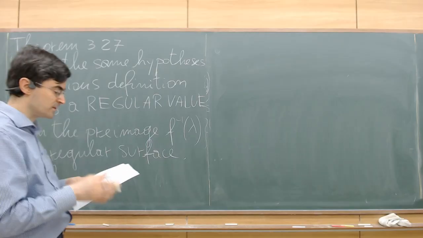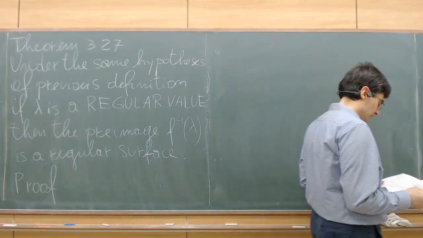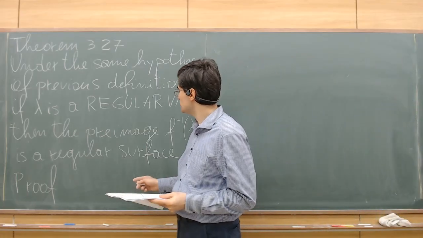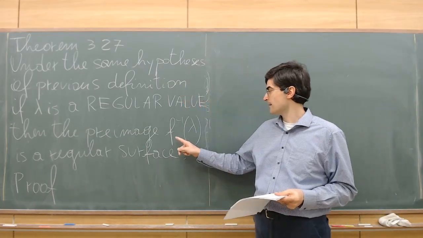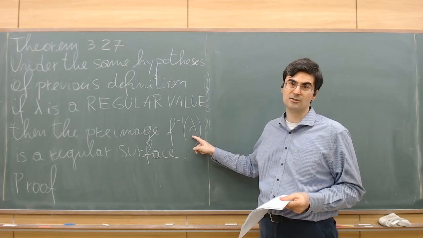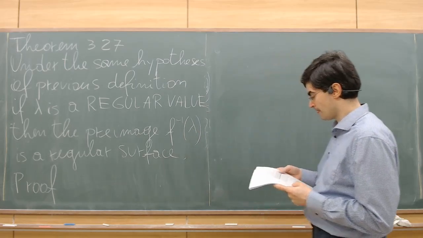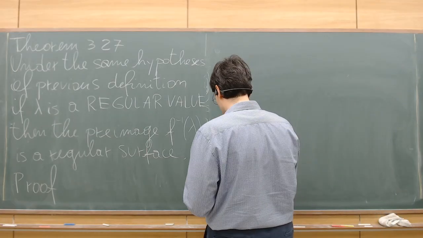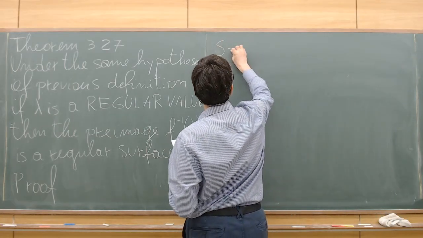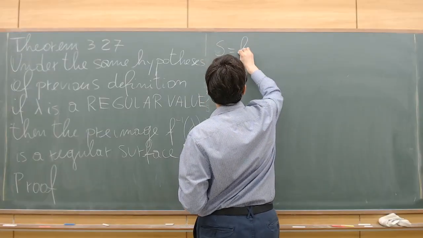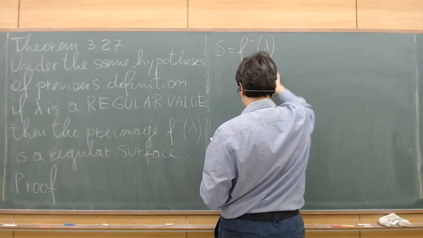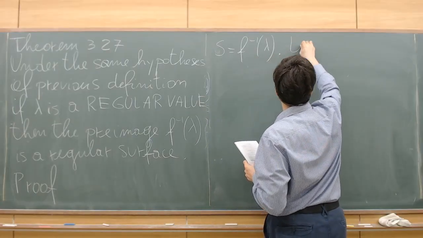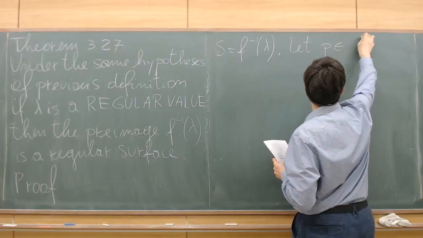The idea of the proof is that we will show that locally F inverse of lambda is a graph. Okay, so let's denote by S F inverse of lambda, and let P be a point of S.